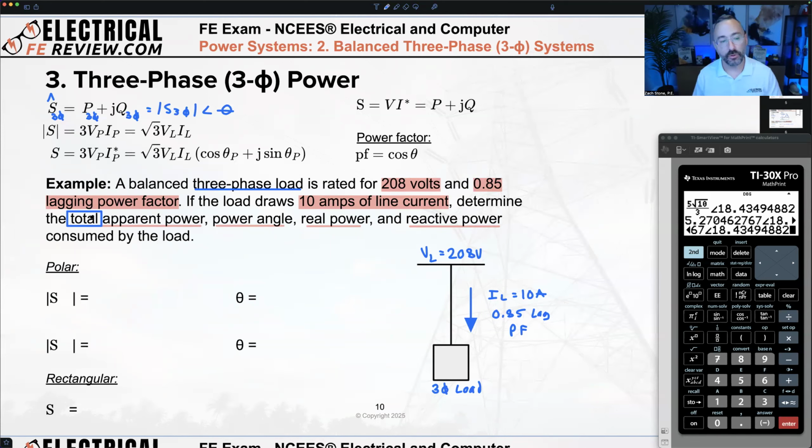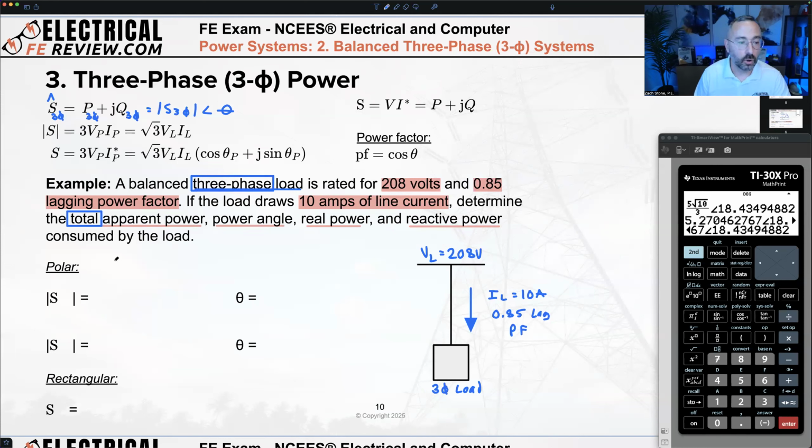Three-phase. Great job, Daniel. Yeah. We're looking for the three-phase apparent power, three-phase power angle, three-phase real power, three-phase reactive power, the total amount consumed by this three-phase load. In other words, we're not calculating the per phase quantities like the last problem. The word total, when we're dealing with three-phase circuits, implies we're looking for the three-phase values. Does that make sense?